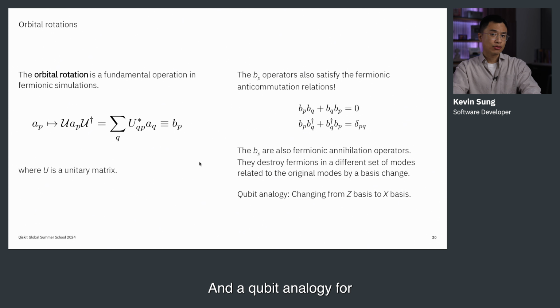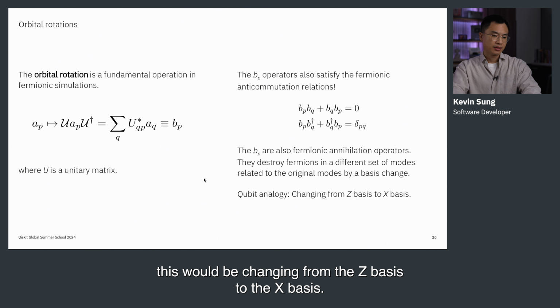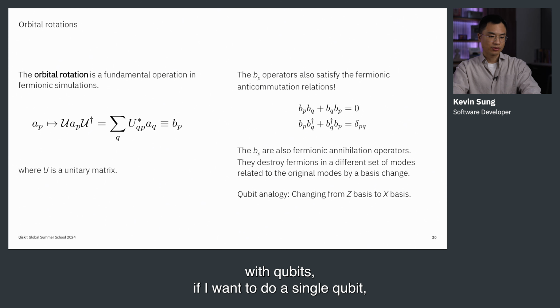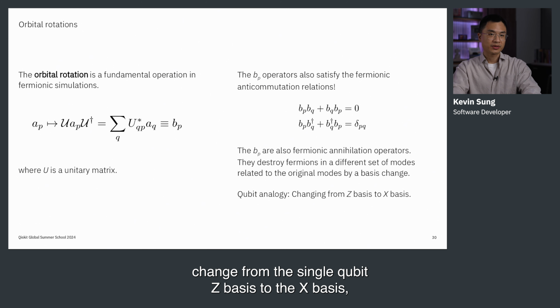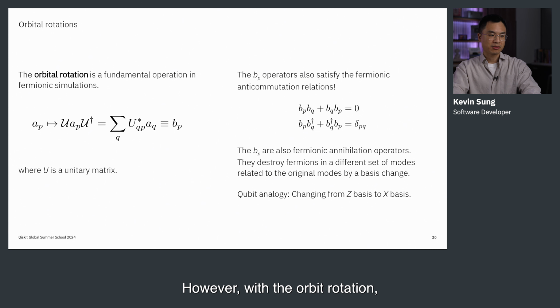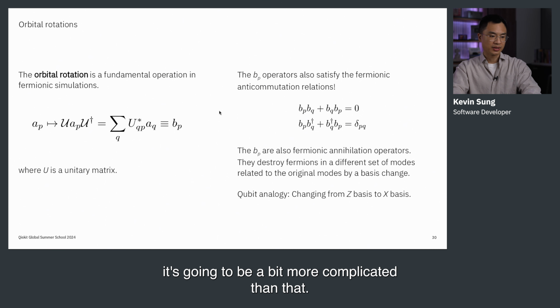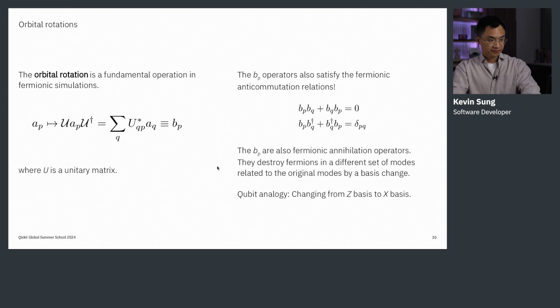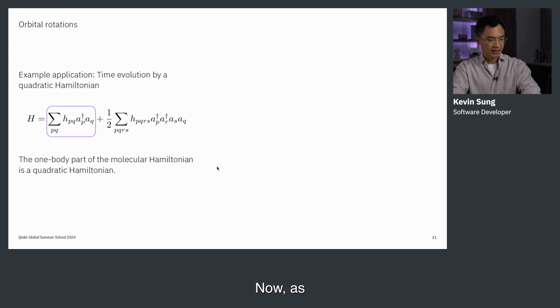And a qubit analogy for this would be changing from the Z basis to the X basis. With qubits, if I want to change from the single qubit Z basis to the X basis on all the qubits, that would just be a single layer of basis change gates. However, with the orbital rotation, it's going to be a bit more complicated than that.